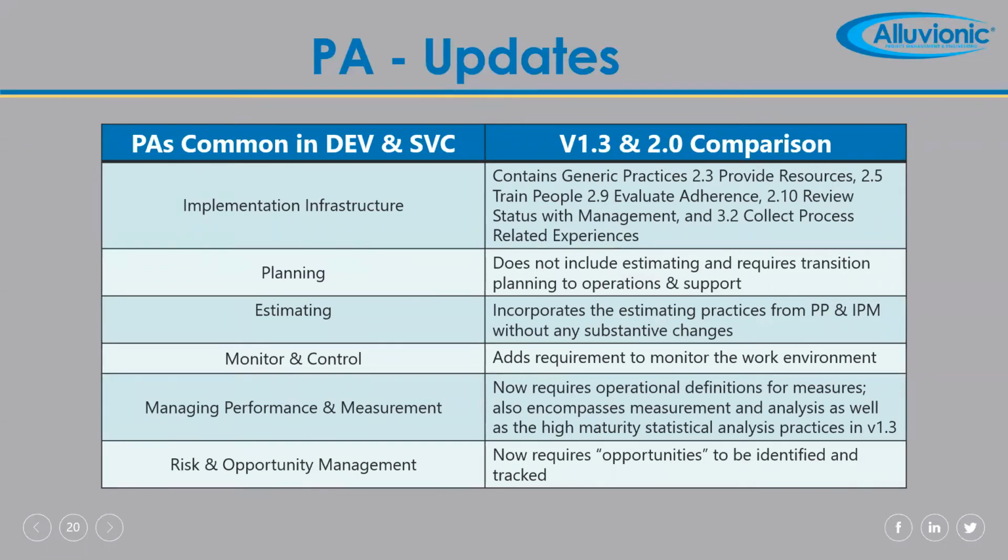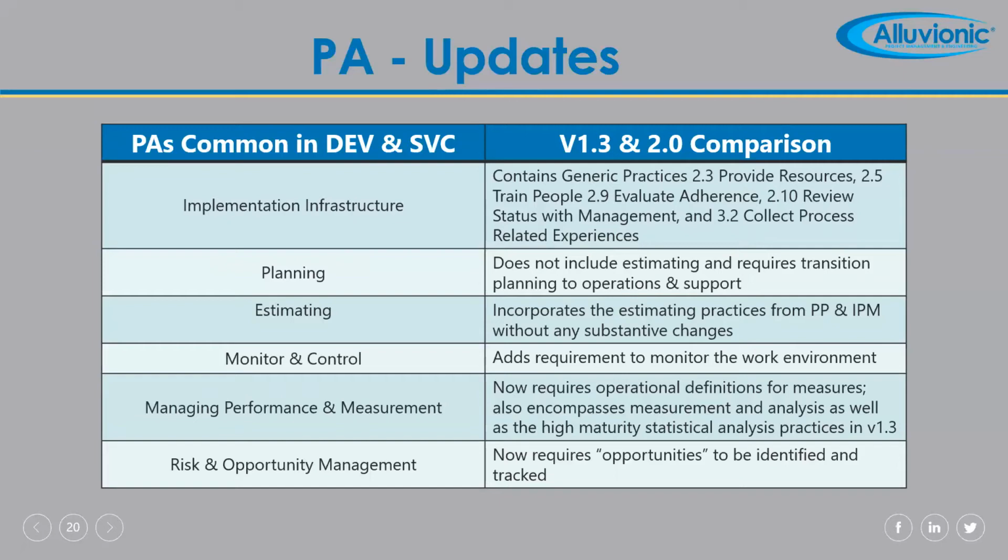Implementation infrastructure really is where the GPs, the generic practices, moved to. It took the ones about 2.3, providing resources and training people, and 2.9, evaluating adherence, reviewing the status, and collecting experiences, i.e. lessons learned. All that stuff that used to be in the generic practices is now reflected in this implementation infrastructure, which talks about those generic things you have to do in order to establish and maintain an organizational process.